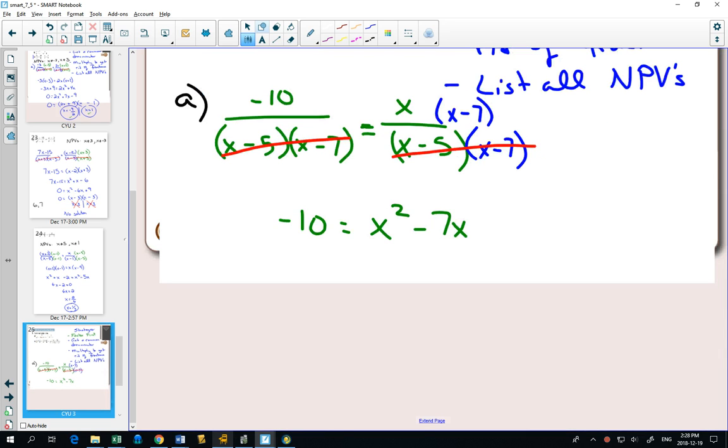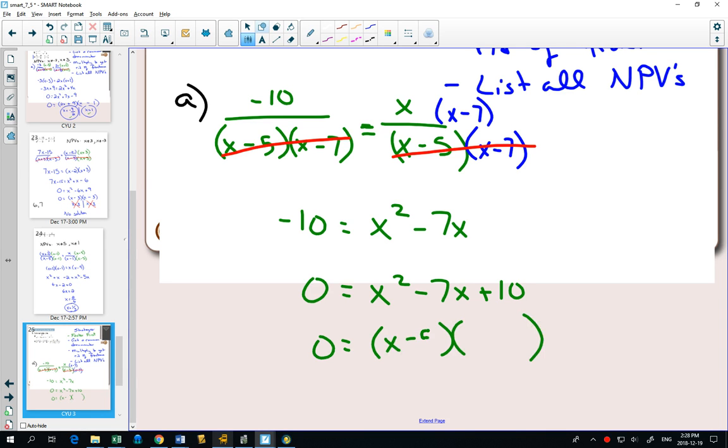Well, what kind of equation is this? Add 10 to both sides. Can we factor this? It will be x minus 5, x minus 2. So x is equal to 2, and x is equal to 5.